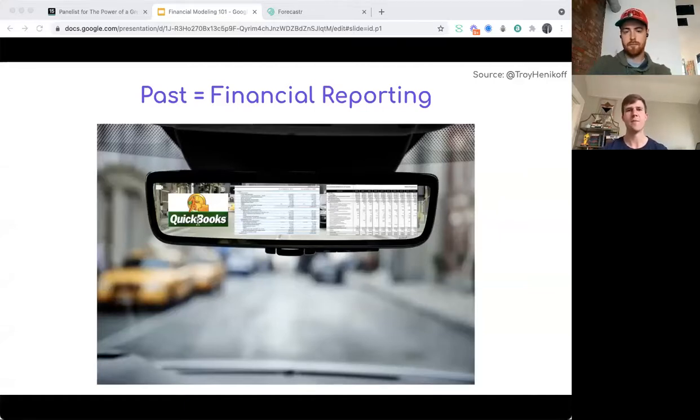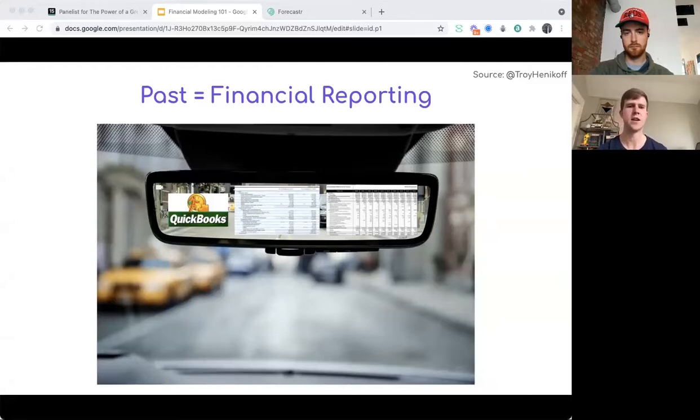So we hear a lot of people say, hey, I don't need a financial model. I don't need projections, just because I have QuickBooks. So all of my financial data is encompassed in my accounting software. And QuickBooks is super important, but it doesn't tell you the full picture. Accounting really only tells you a small piece of the story.